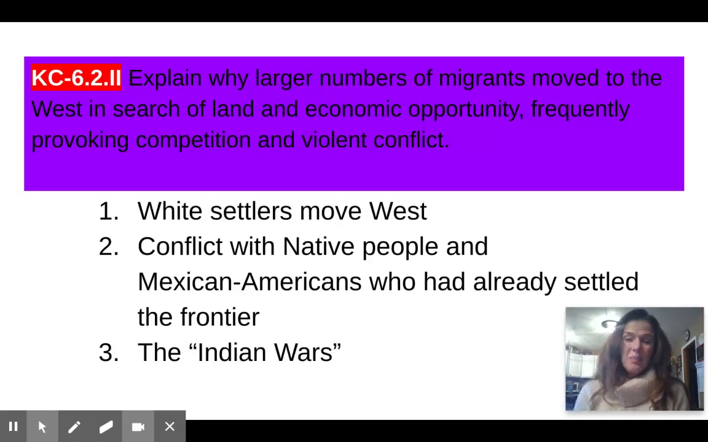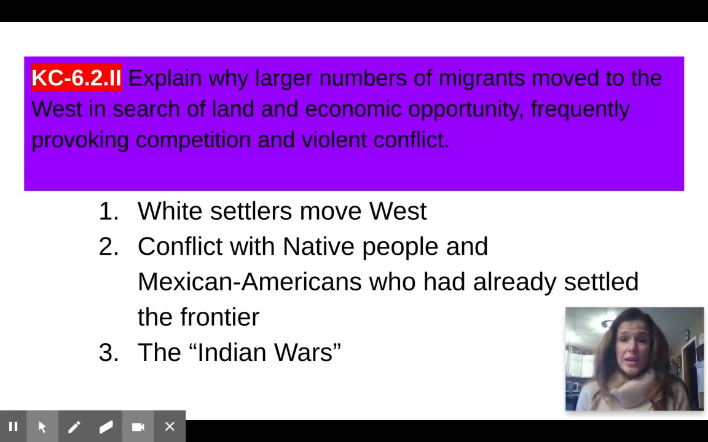The second part of part 2 is about, again, people moving. Why did a larger number of migrants move to the West? They were in search of land. They were in search of economic opportunity. And when these white settlers moved west, it's not all fun, puppies and rainbows and unicorns. It provokes competition and frequently violent conflict.